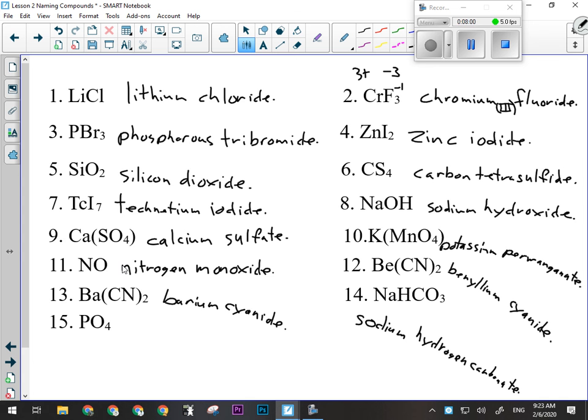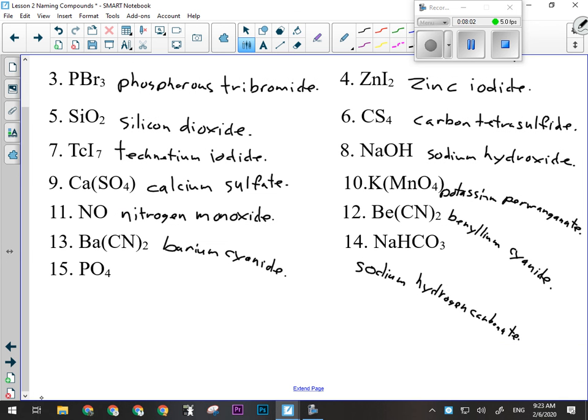Okay. All right, and then number 15. I've got 2 nonmetals. This does actually look like a polyatomic ion. It also looks like phosphate. But when it's not attached to something, we would name it like a molecular compound. This will be phosphorus tetraoxide.